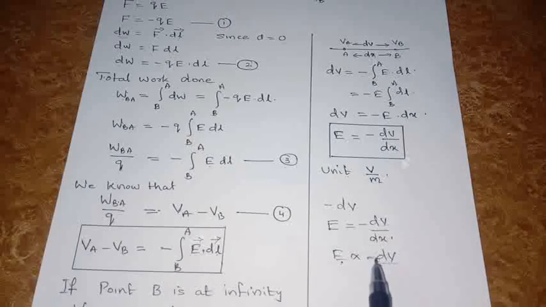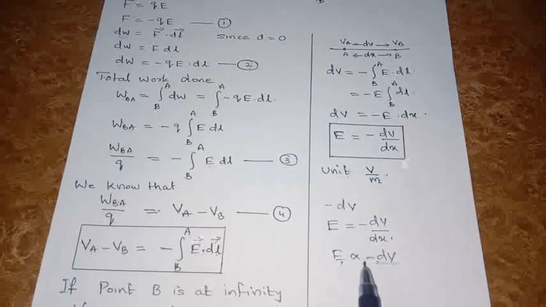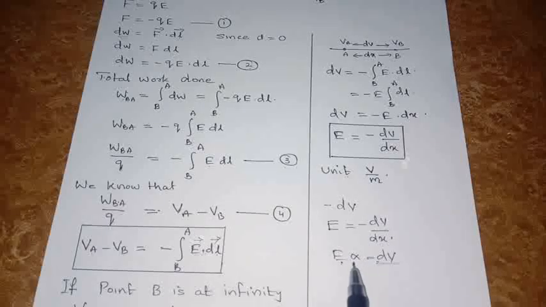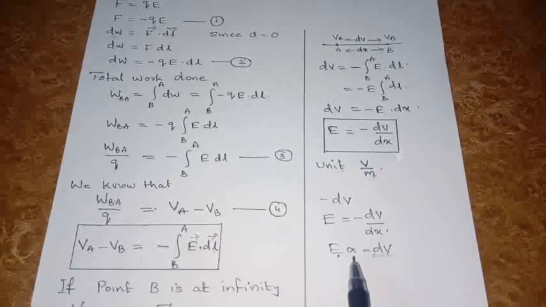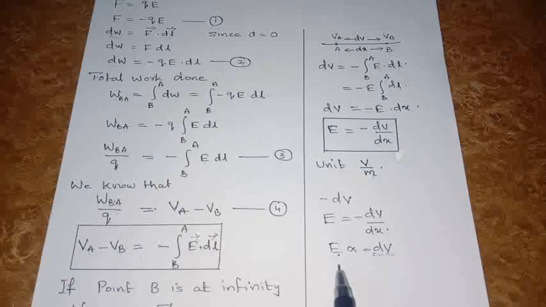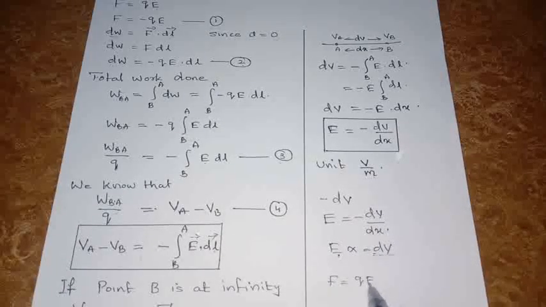What is the significance of electric field? Electric field determines the motion of a positive charge in an electric field. So a positive charge will always move in the direction of electric field, because there exists a force F equal to QE that causes the positive charge to move in the direction of electric field only. It will never move opposite to the direction of electric field. And electric field is in the direction of decreasing potential.